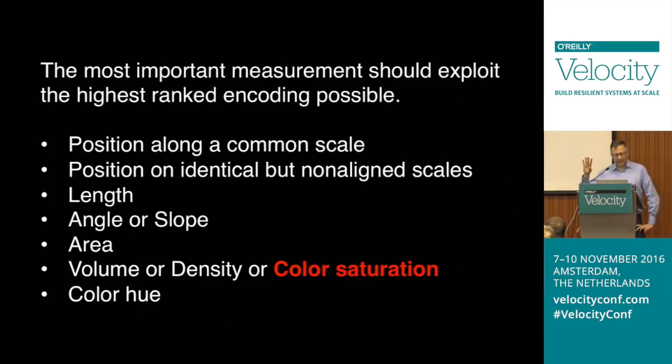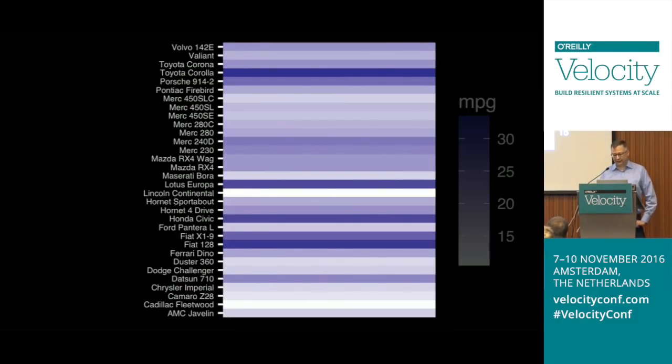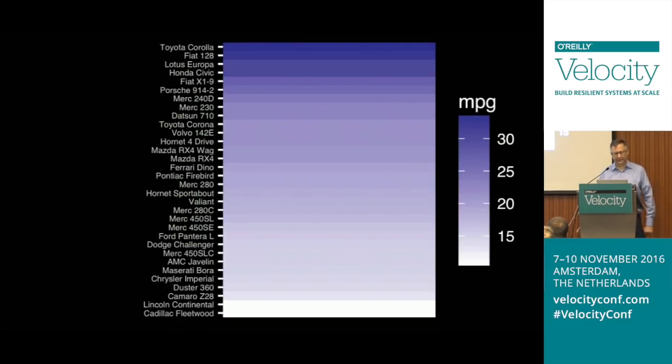We'll move up. Three-dimensional volume, density of points or objects more generally, and color saturation are all roughly tied at the next level. I'm going to talk about saturation. Saturation has two big advantages over hue. The first is that there is a natural ordering to saturation. If I gave you this, but then I hid the legend, and I asked you to put these in order with no other information, you would naturally and easily arrive back at this.